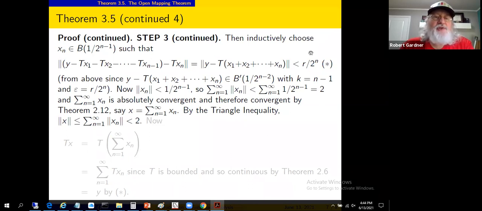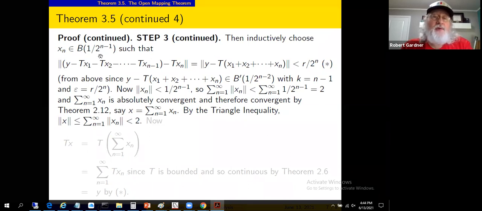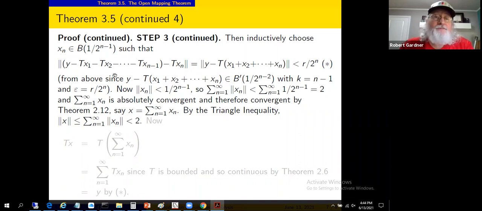And we'll inductively choose x sub n in B of 1 over 2 to the n minus 1, such that the vector y minus T of x1 minus T of x2 up through minus T of x sub n minus 1, the old vector minus T of x sub n, that new x sub n that was chosen, the norm of that difference is less than epsilon. We'll choose epsilon to be r over 2 to the n. So same pattern we had above. To put it in the context we had on the previous slide, we're taking k to be n minus 1, this n minus 1 right here, and we're taking epsilon to be r over 2 to the n, the r over 2 to the n here.